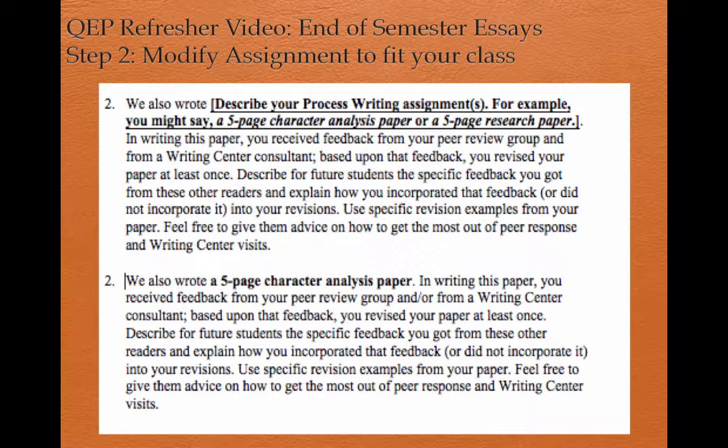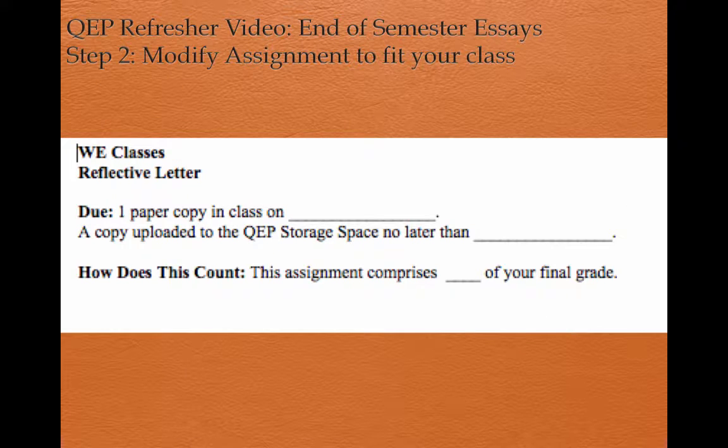For the second prompt, same thing. Where the template says describe your process writing assignment, Tim wrote, we also wrote a 5-page character analysis paper. There are also these 3 places that you might want to personalize the assignment. Where it says WE classes, you may just want to put your class. Where it says due, you'll want to put the due date in your class for both the paper copy and the upload. And then how does this count? You'll want to say how it counts in your class as part of the final grade.